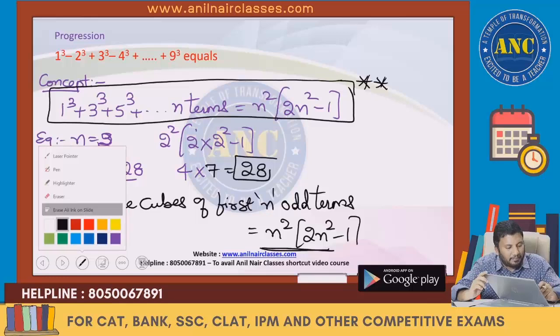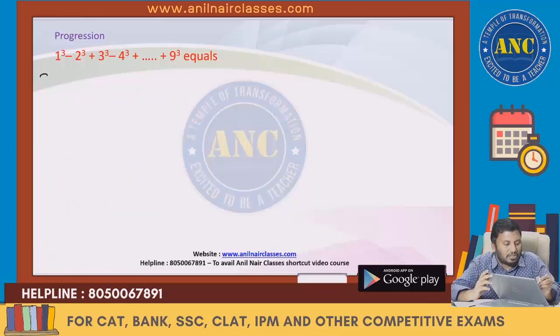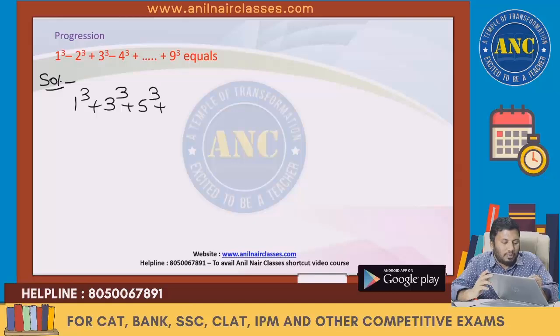Next key point. Please write down the solution. Now before that, you can write it as 1³ + 3³ + 5³ + 7³ + 9³. Method 1.